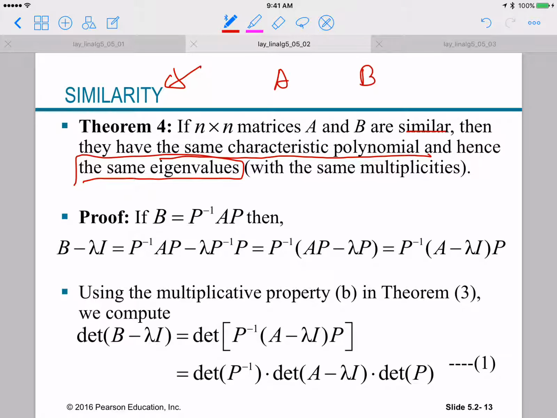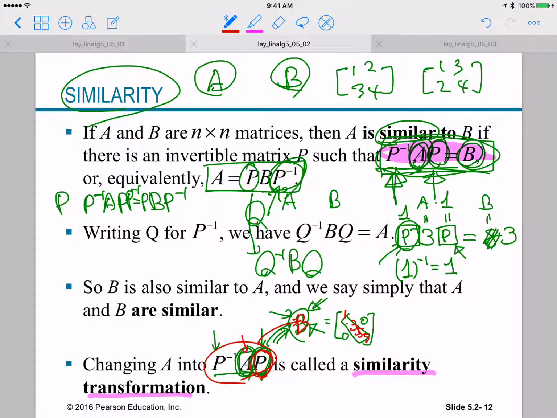Let me point out one thing that I missed in the previous slide. When saying matrices A and B are similar, both A and B should be square matrices of the same size. So both of them are square and the same size. That's the only situation in which we can talk about whether they are similar or not.